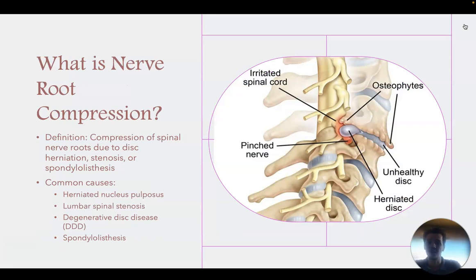Nerve root compression is compression of spinal nerve roots due to either disc herniation, stenosis, or spondylolisthesis. There's a few causes of compression there. And then, again, common causes: herniated nucleus pulposus, lumbar spinal stenosis, DDD, and spondylolisthesis.